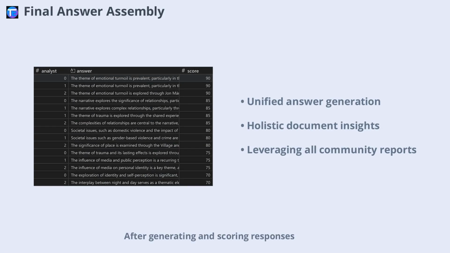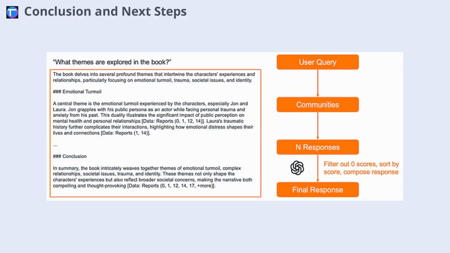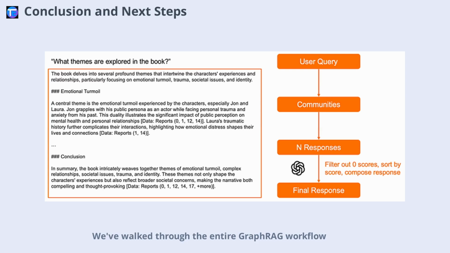After generating and scoring responses for each batch in global search, the texts of the top responses are concatenated and passed to the language model one last time. This final step produces a unified, well-structured answer to the user's general question, drawing on insights from across the entire graph. The result is a summary that reflects the most important themes and findings, providing a holistic view of the document or dataset. We've walked through the entire GraphRAG workflow, from graph creation to both local and global querying.